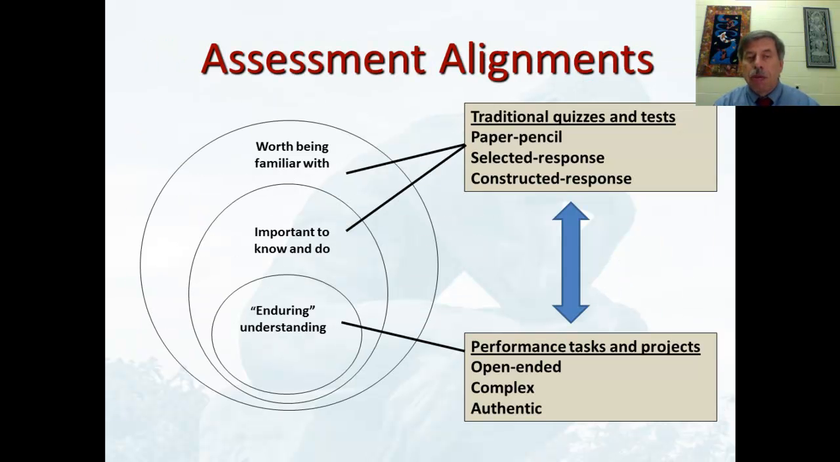Let's talk a little bit about assessment alignment, going back to our 3 circles, those that are worth being familiar with. These might be traditional quizzes and tests. It might be pencil and paper, selective response, or constructed response, short answers. And then we could use these types of assessments or evidence to look at the first 2. The enduring understanding one is more complex and more difficult to measure.